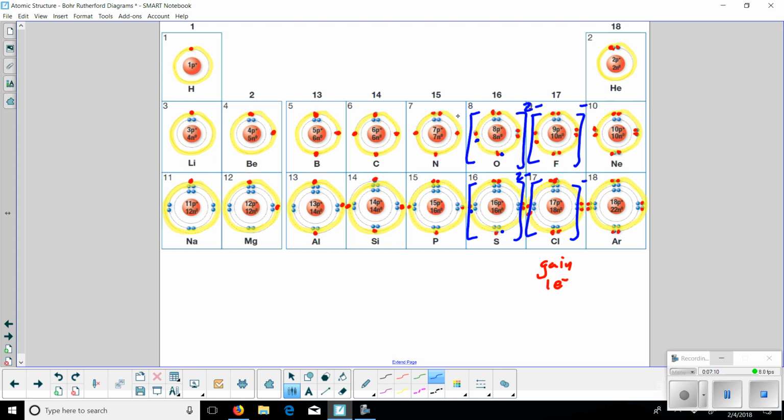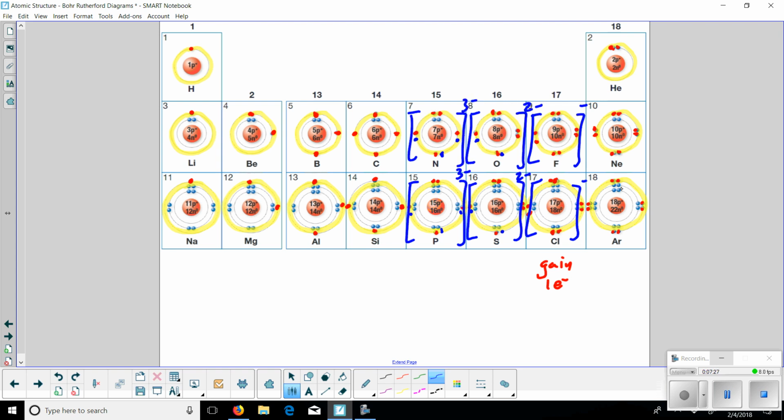Nitrogen, phosphorus, both have 5 outer electrons. So what happens here, they can pick up 3 electrons. 1, 2, 3. And as a result, they tend to form ions that have a charge of 3 negative. You get the idea here.